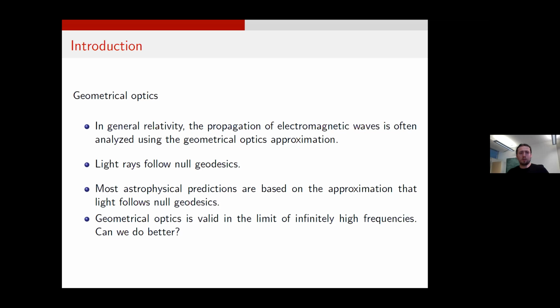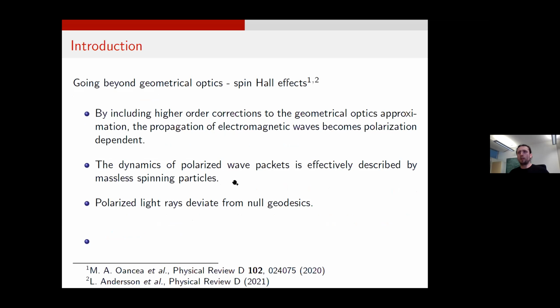Okay, but now the problem is that geometrical optics is valid only in the limit of infinitely high frequencies, and we know that the radiation that we observe is of finite frequency. So then there is the question if we can do better than this, if we can come up with a better theoretical model for describing the propagation of light in spacetime. Okay, and my goal today will be to present to you such a model where we are going beyond the geometrical optics approximation by including higher order corrections. And in this case, what we obtain is that the propagation of electromagnetic waves becomes polarization dependent.